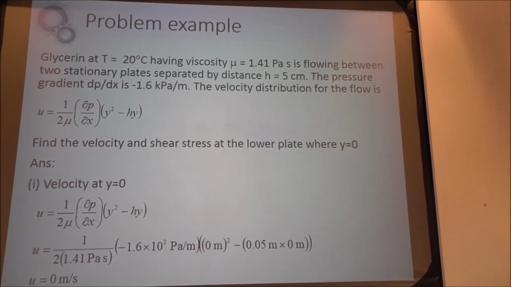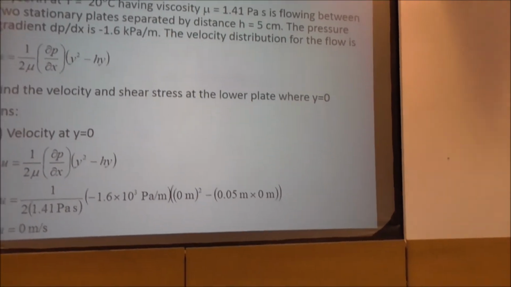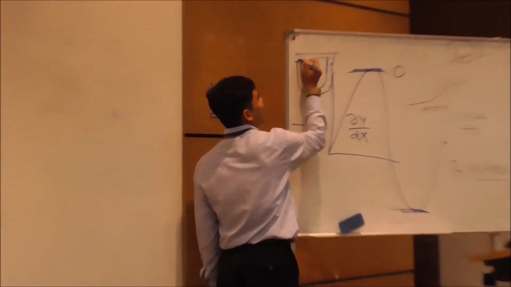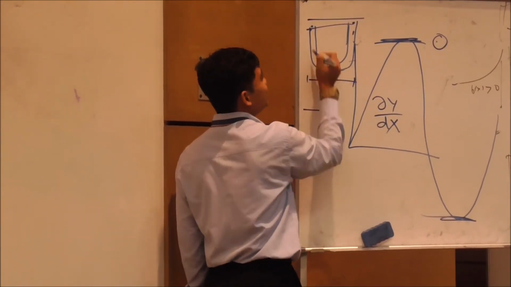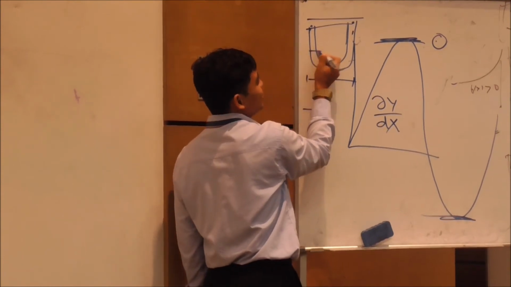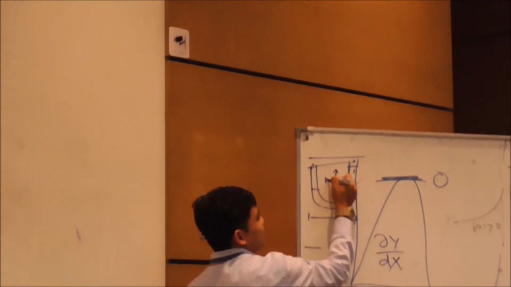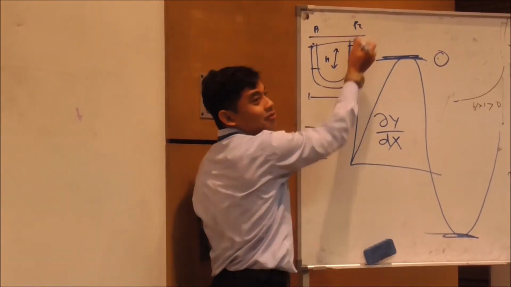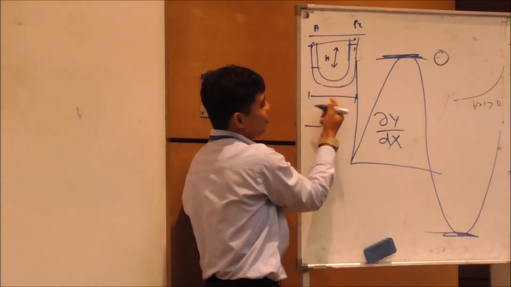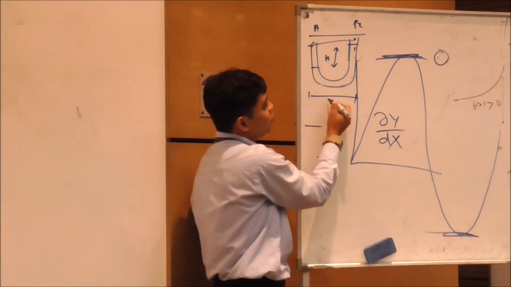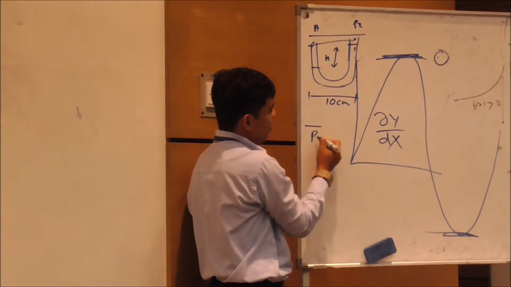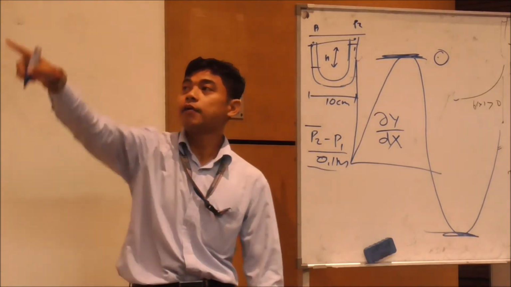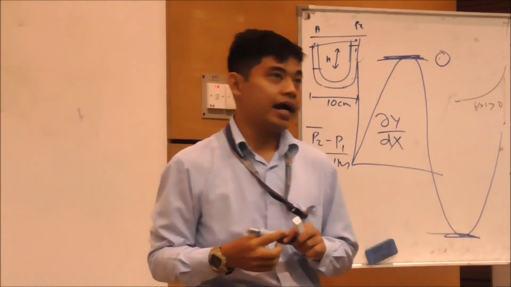In some cases, you will not be given the number, but you may be given a manometer. What happens if you are given manometers? When you are given manometers, it will be like that, right? So you need to calculate the pressure gradient between P1 and P2. Once you have that, you know the distance between both. Let's say 10 cm. So you will have P2 minus P1 divided by 0.1 meter. Then this will become your pressure gradient. That can be done also.